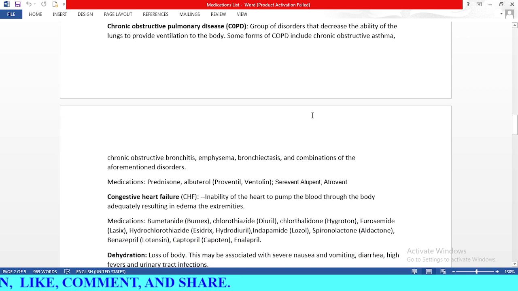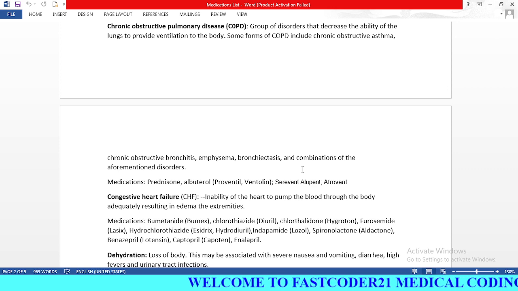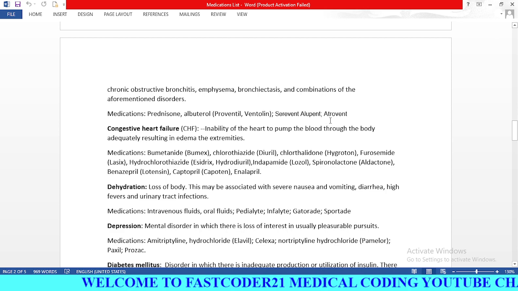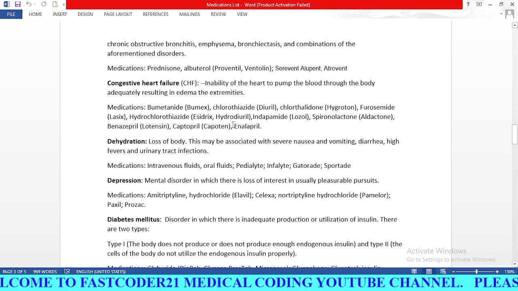The next one is COPD, a group of disorders that decrease the ability of the lungs to provide ventilation to the body. Some forms of COPD include chronic obstructive asthma, chronic obstructive bronchitis, emphysema, bronchiectasis, and combinations of the aforementioned disorders. These are all the types of COPD. Common medications are albuterol, Serevent, and Atrovent. These medications are useful for COPD also.